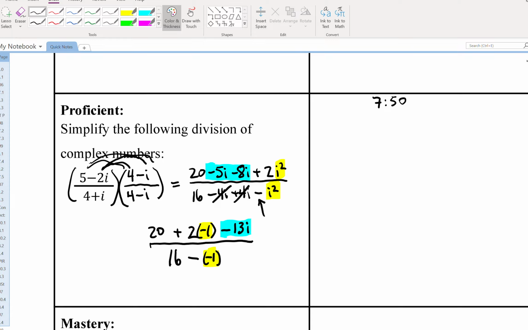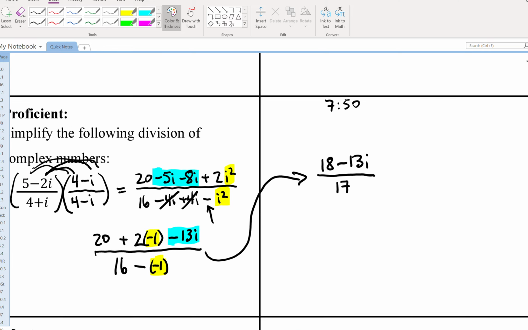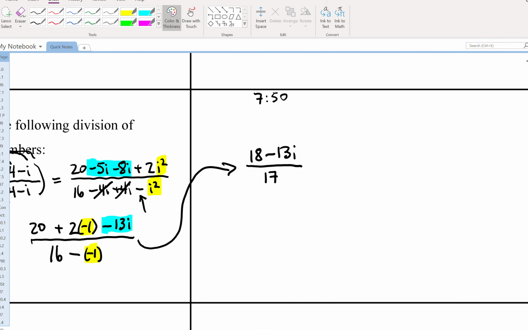This is all here as a fraction. So then we can write that I've got 20 plus negative 2, or 18, minus 13i, and this is over 16 plus 1, or 17. Now, I'm basically done, except if I rewrite this to determine what are my real parts and what are my imaginary parts, I'm just going to have 18 over 17, which cannot be simplified, minus 13 over 17 i. And that would be our final answer.